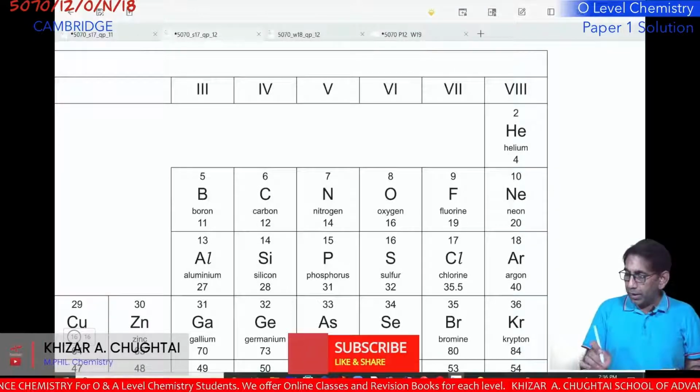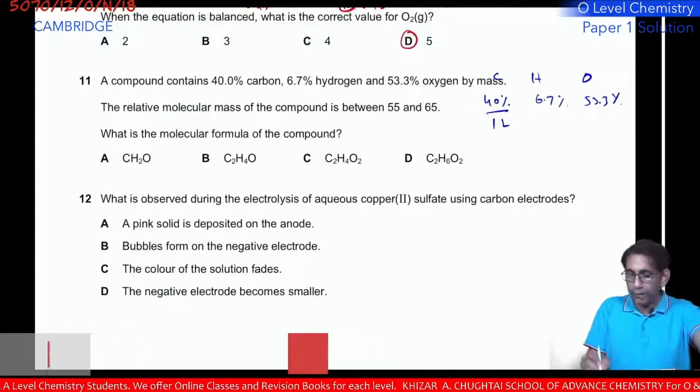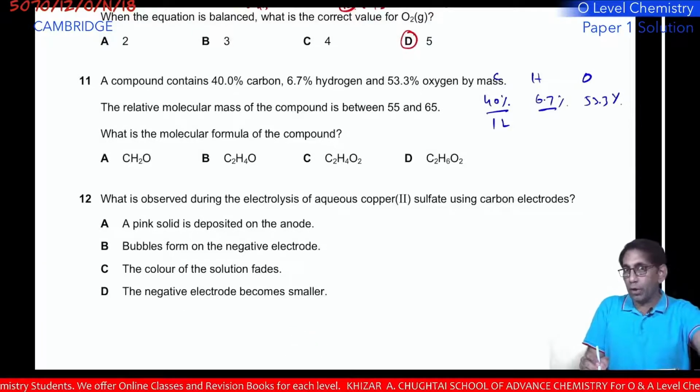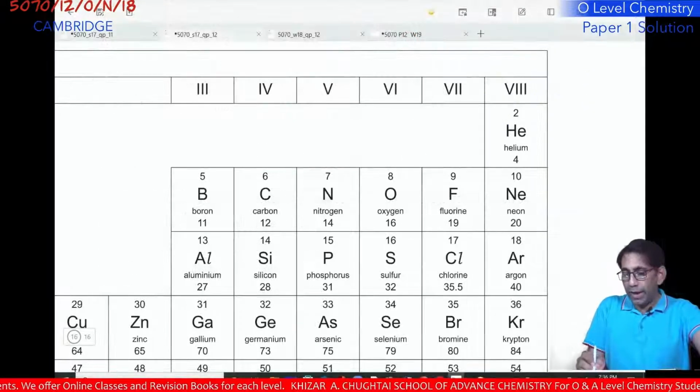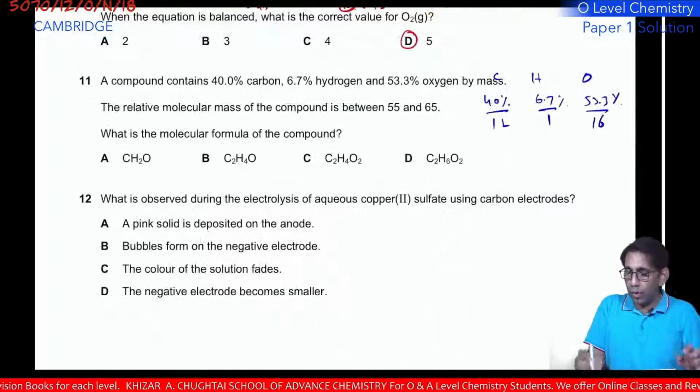The AR of carbon is equal to 12, so I'm going to divide by 12. Hydrogen's AR is equal to 1, divided by 1. And the AR of oxygen is equal to 16, so divided by 16.